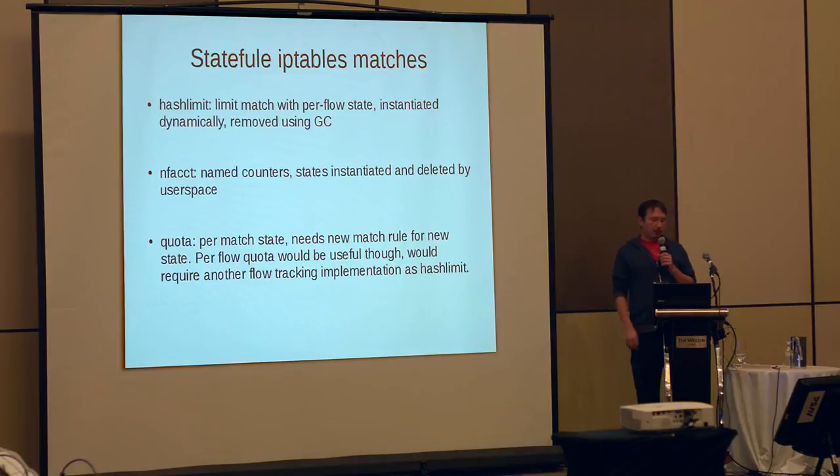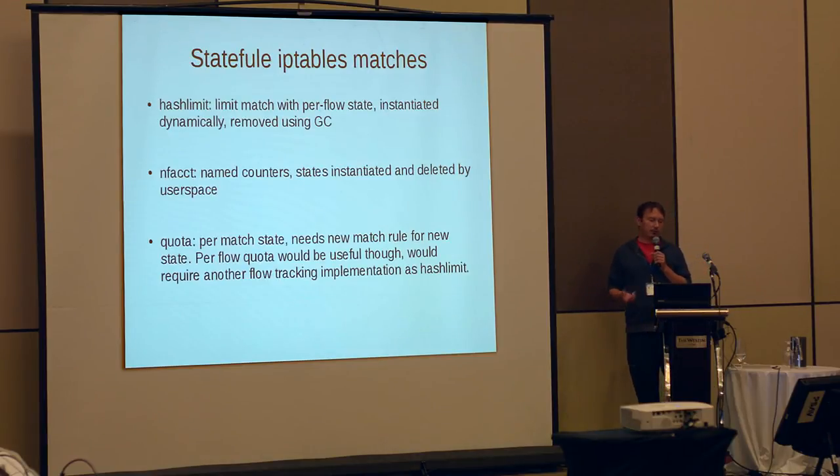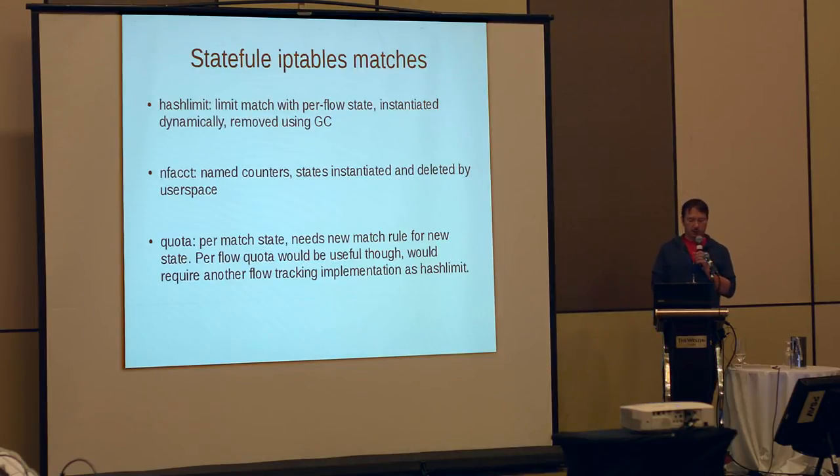We have the quota match, which includes state, which is per match. So if you want to have, let's say, a flow quota, you would have to have one rule for every flow, which is not very flexible. But they all have one thing in common. They keep internal state, which is in some way kept in a hash table, kept in the rule itself, or kept in objects instantiated by user space.